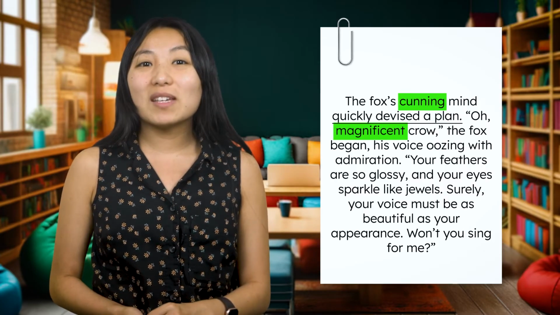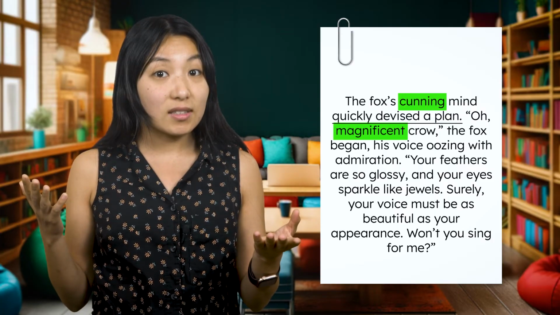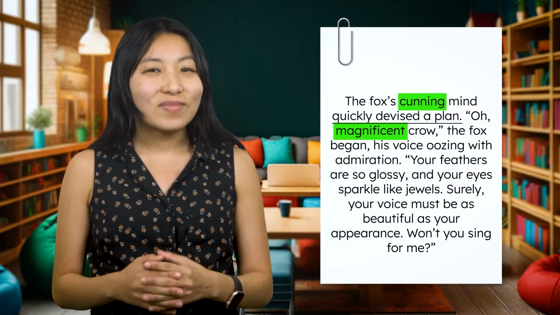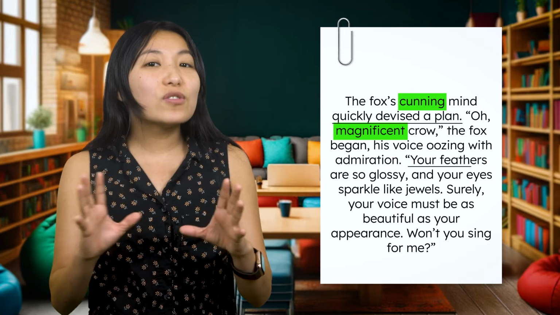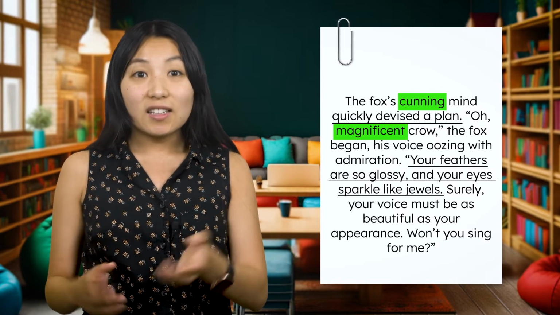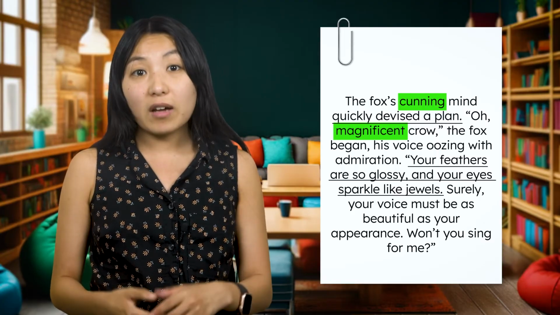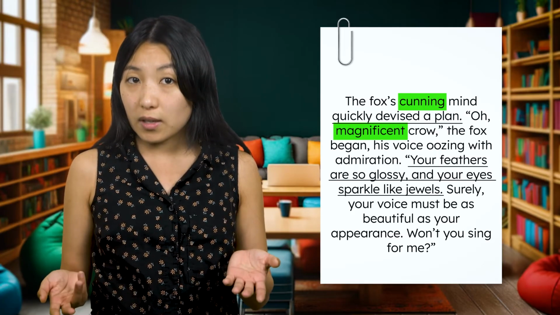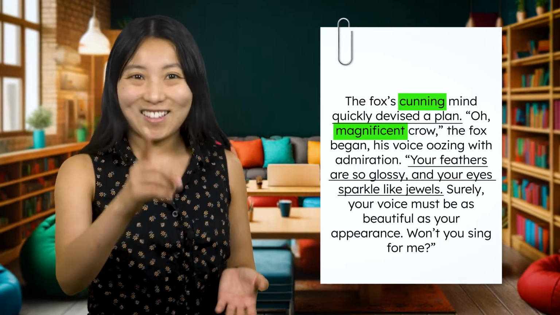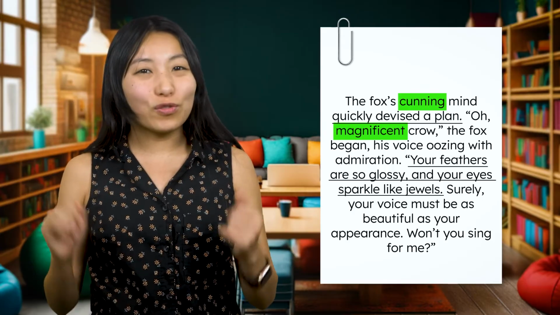Well, we can infer it means clever and good at tricking others. What about magnificent? I'd underline, your feathers are so glossy and your eyes sparkle like jewels. These are examples that show what magnificent means. They're all about how beautiful the crow is. Aha, that's it. Magnificent here must mean beautiful.